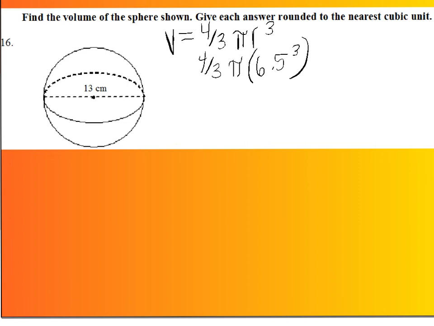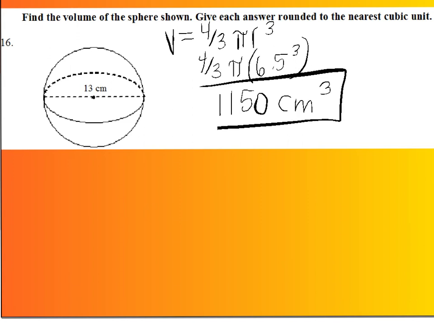It says round to the nearest cubic unit. So in my calculator, I'm saying 6.5 cubed times pi times 4/3. Kind of going backwards here. 6.5 cubed times pi times 4/3. And rounding that to the nearest cubic unit, I get 1,150 centimeters cubed as my final answer.